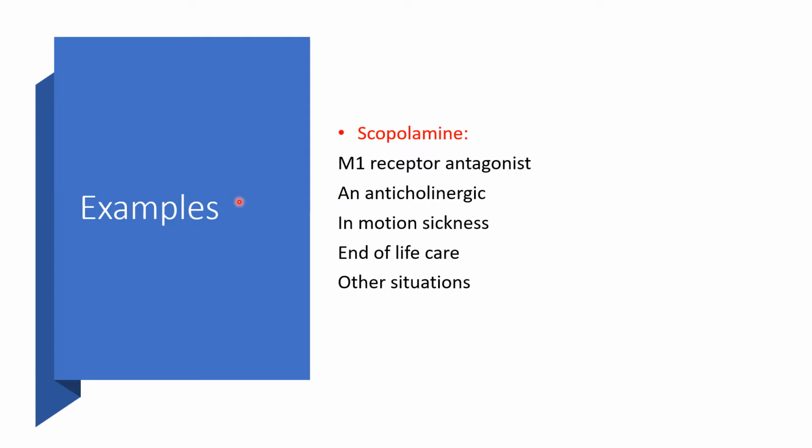So, examples of medications. Number 1, scopolamine. Scopolamine is a muscarinic 1 receptor antagonist, also an anticholinergic. It is useful in motion sickness, in end-of-life care, and many other situations. I have a full presentation on scopolamine already published right there.